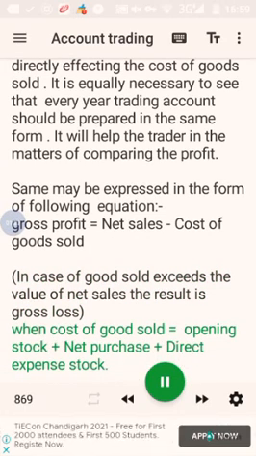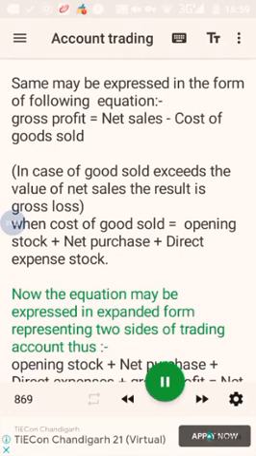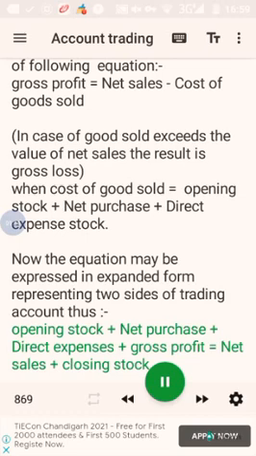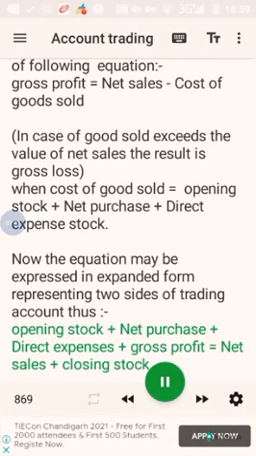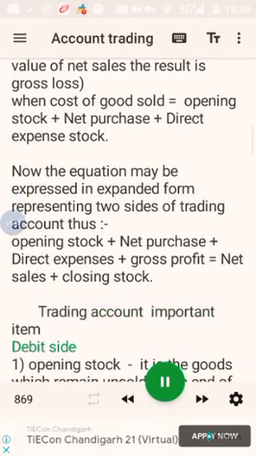Cost of goods sold equals opening stock plus net purchase plus direct expenses minus closing stock. Now the equation may be expressed in expanded form representing two sides of trading account thus: opening stock plus net purchase plus direct expenses plus gross profit equals net sales plus closing stock. Trading account important items. Debit side.